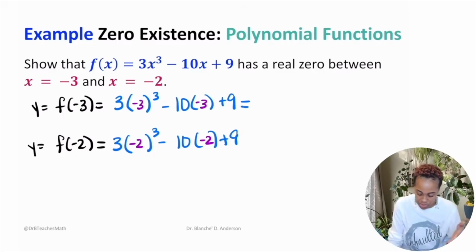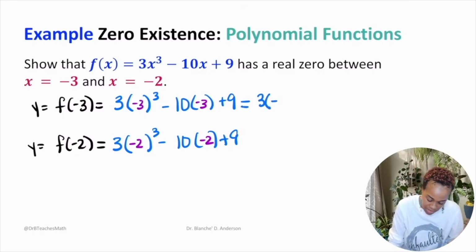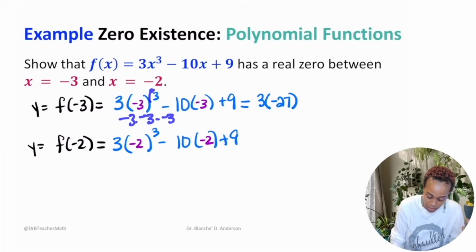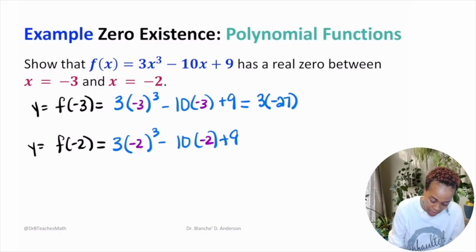So that's going to be what? 3 times, what is that? Negative 27. And you're like, Dr. B, how did you get that? Negative 3 times negative 3 is a positive 9, but you have one more 3 because it's cubed, okay?